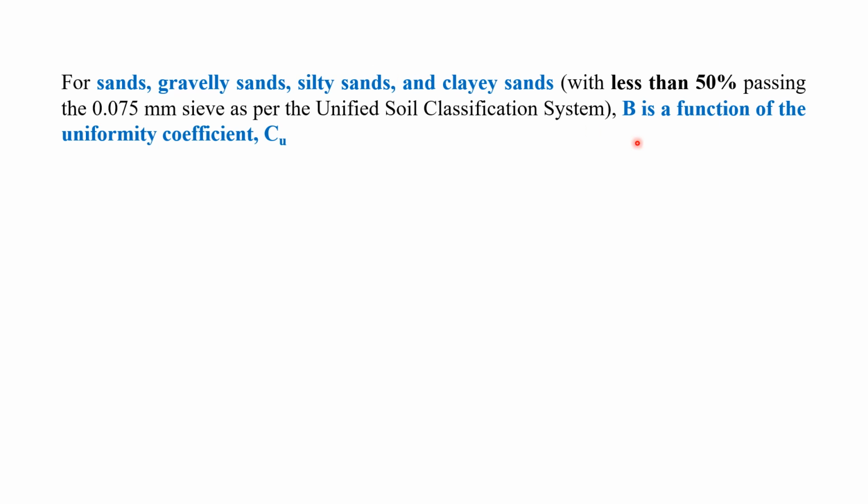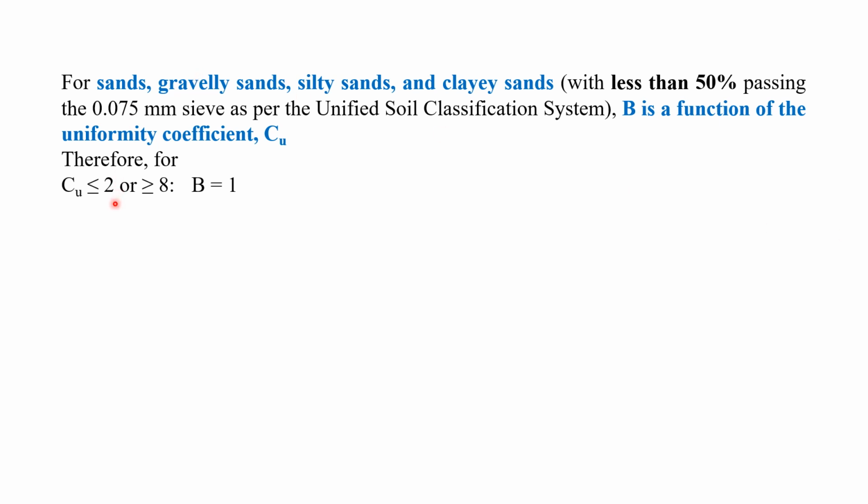And in this condition, B is a function of the coefficient of uniformity, because all these come under the coarse grain soil, right? Clay sands and the silty sands are there. These are the coarse grain soil, and more than 50% is going to be retained on the 75 micron sieve. So here B is a function of the coefficient of uniformity. You can see what value of B can be used. For that, certain conditions and criteria are there.